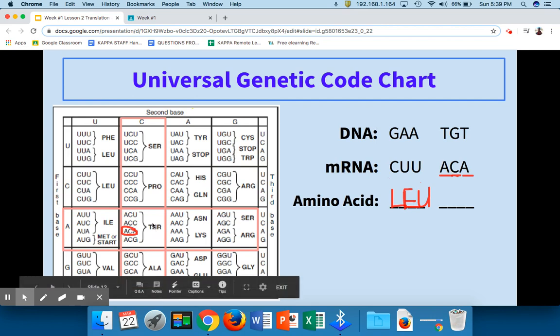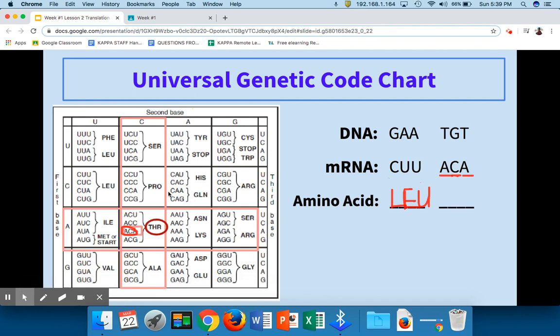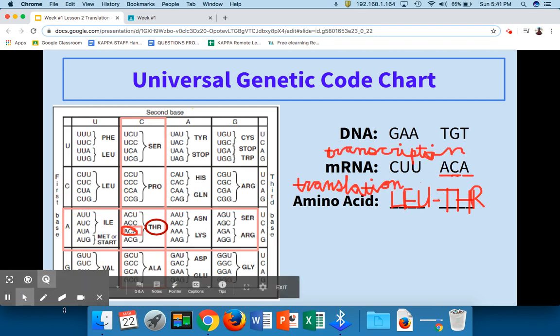So our amino acid that's produced is THR. So I would write over here THR. And that actually stands for threonine. It's the abbreviation for threonine. So from a DNA sequence, we have created a chain of amino acids by using transcription, and mRNA to amino acid is translation.